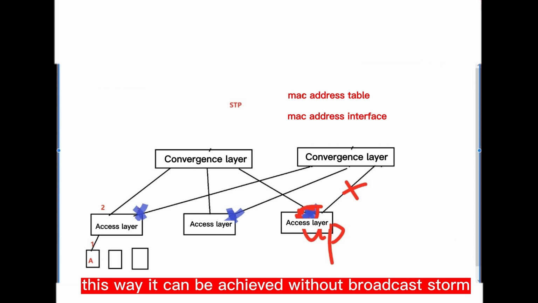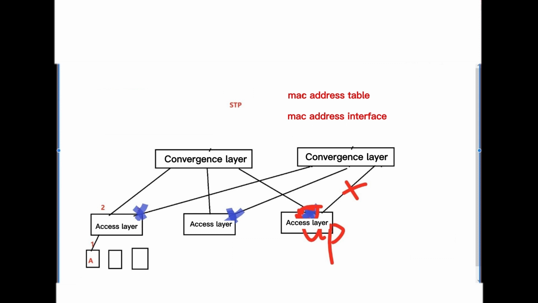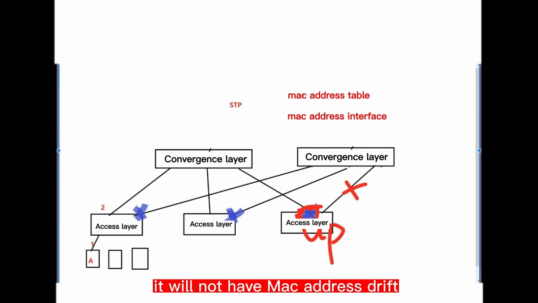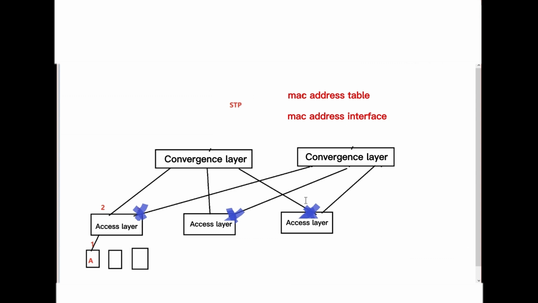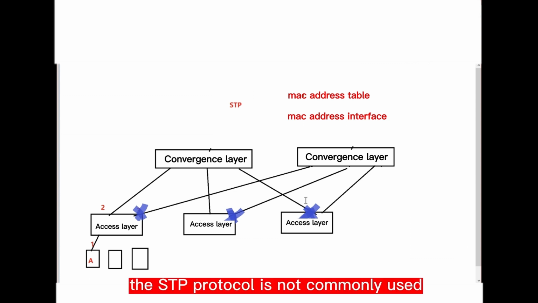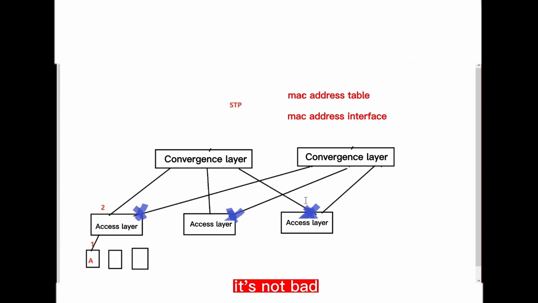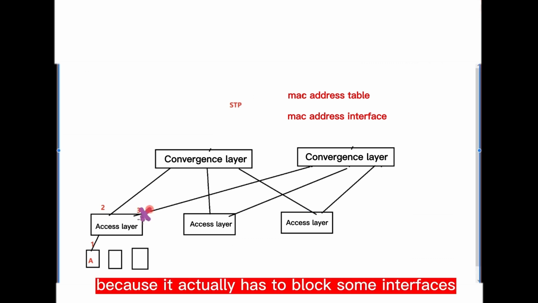This way it can be achieved without a broadcast storm, without a loop, and without MAC address drift. We can't go more and more in depth in this class. The STP protocol is not commonly used now. It's not bad, because it actually has to block some interfaces.